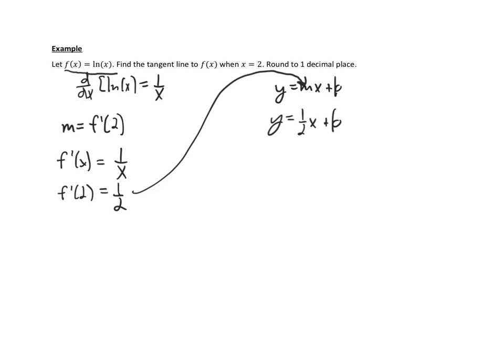The second thing we need is b. To find b, we need an x value, which we know x is 2. And so we need f of 2, the original function value. This will really be a y value. So f of 2, well, if the function is natural log of x, f of 2 would be natural log of 2. And using your calculator, there's a natural log button. If you put in natural log of 2, and notice we said to 1 decimal place, the natural log of 2 to 1 decimal place will be 0.7.